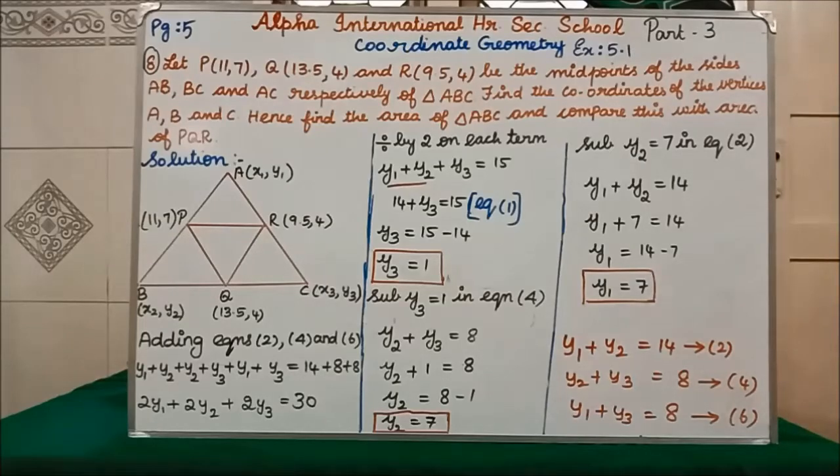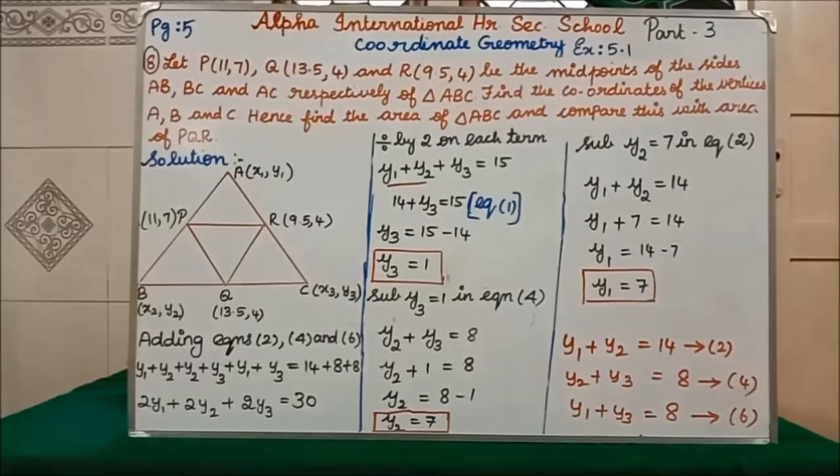Students, so for what we have seen, we have found the x1 value, y1 value, x2 value, y2 value, x3 value and y3 value. Everything we have found of triangle ABC. Now we are going to find the area of triangle ABC. Clear? Now we will see the remaining.